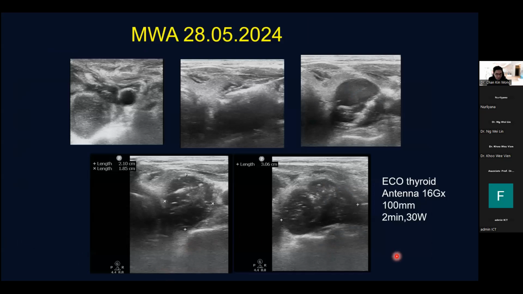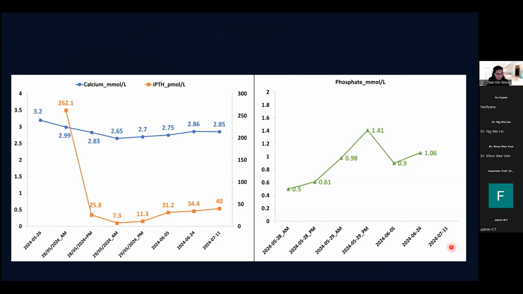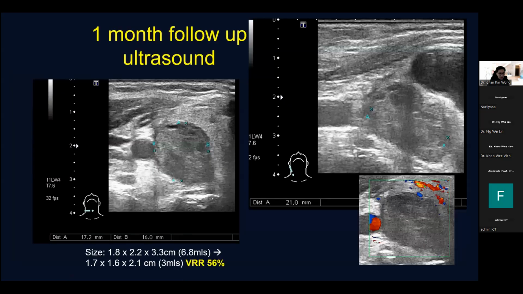So on 28th of May, we pushed her, and she came for this ablation using this EchoThyroid antenna 16G, and we burned it for a total of 2 minutes. And actually, this is on the day she was admitted on the 28th, and immediately after the procedure, you can actually see a drop in the PTH. Calcium levels are, I would say, quite stable. There's no hungry bone syndrome, and phosphate is slowly climbing up. And 1 month after, follow-up ultrasound, because it's quite recent, we actually see a volume reduction rate of 56%.